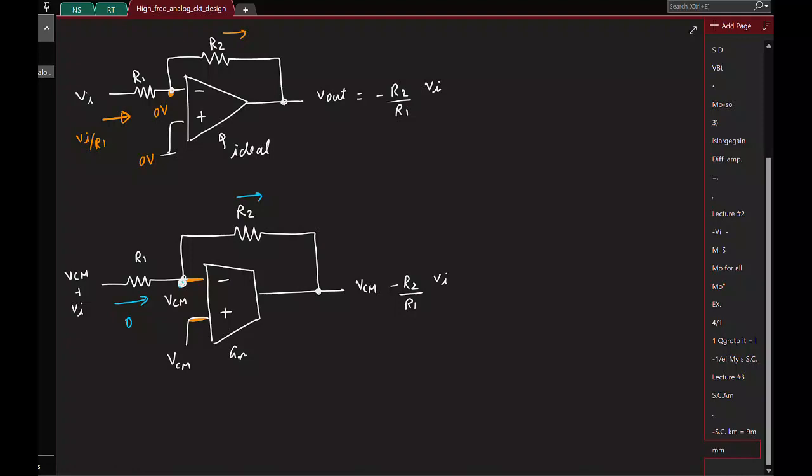So now let's actually find out what is the range of this input DC bias we can apply, so that in our OTA the transistors remain in saturation. Okay.